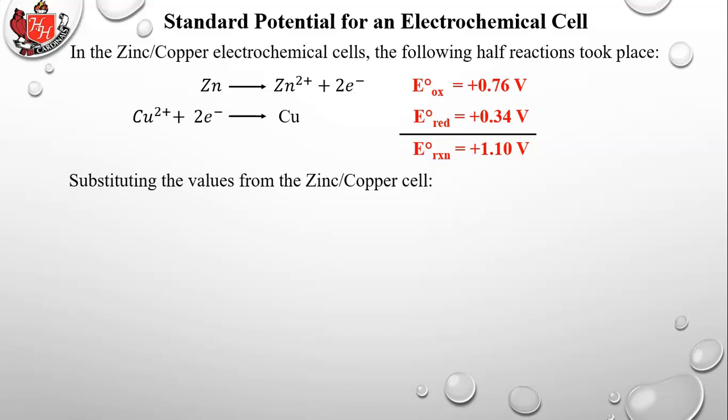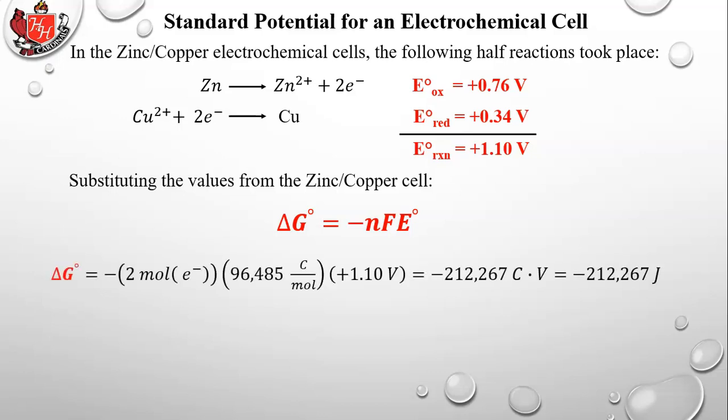Substituting the values from the zinc-copper cell into this equation right here that relates free energy with the EMF, the voltage. So there, just convince yourself that is all the numbers plugged in. You have 2 moles, that's the 2 electrons. You have Faraday's constant there, and then you have the voltage that we got from this particular reaction. When you do the math on that, you get negative 212,267, and that's Coulomb volts there.